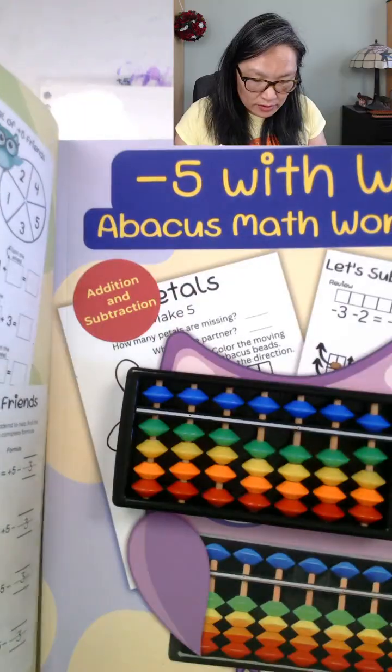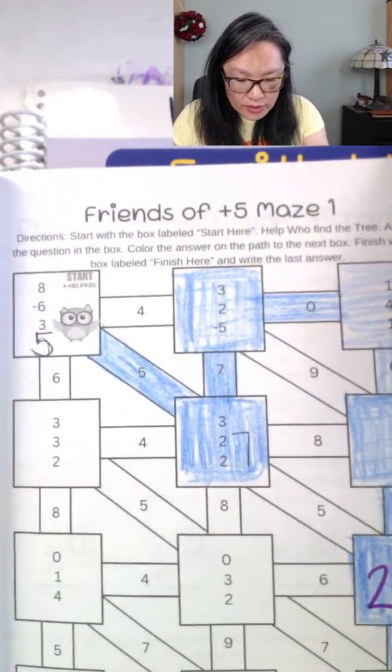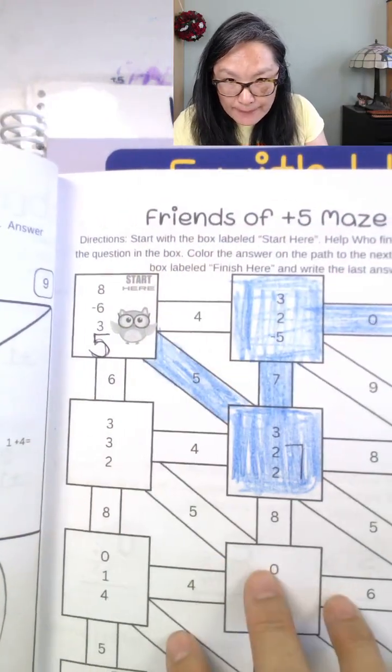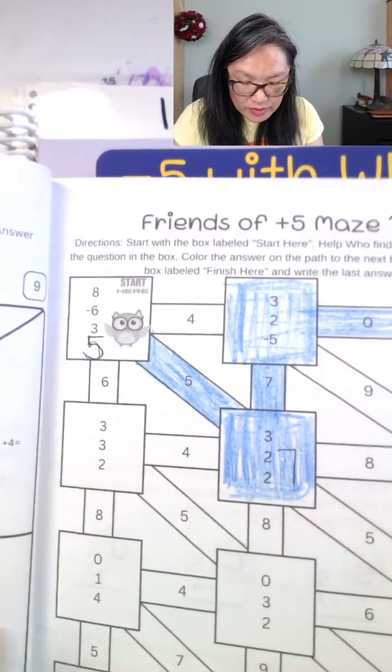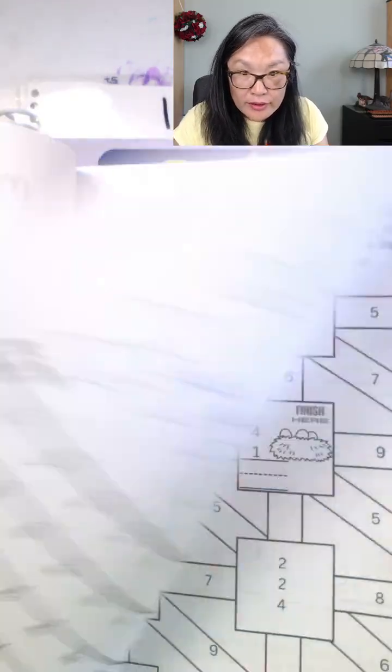Oh. So what I was doing here, the rest was we talk about the concept, and then afterwards there are practice problems. And again, there are activities for the practice problems. So this is like the maze. This is color by number.